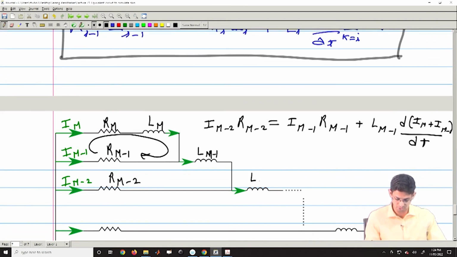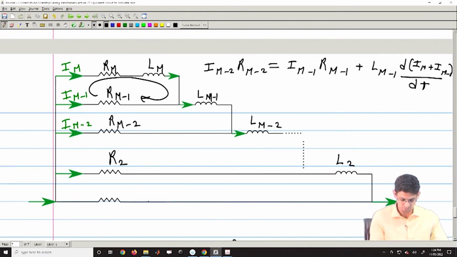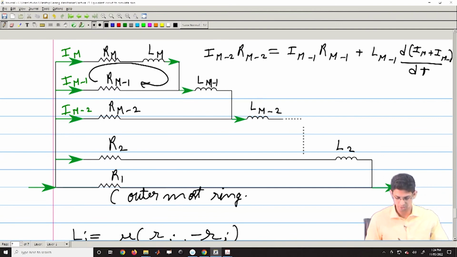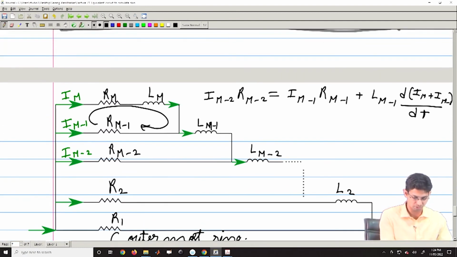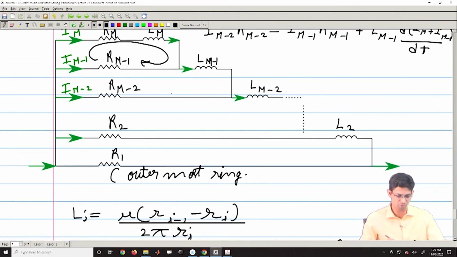So, here I can go on doing that. This will be m minus 2, and similarly I can go on doing like this. This will be R 2, this will be L 2, and this will be R 1. So, this would be the outermost ring. In the outermost ring, I just have R 1, and this is my innermost ring. So, this is my equivalent circuit.